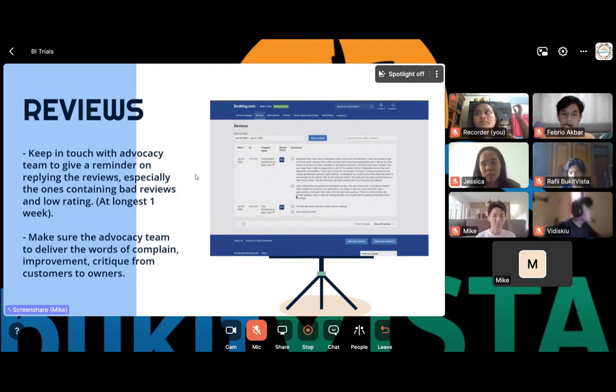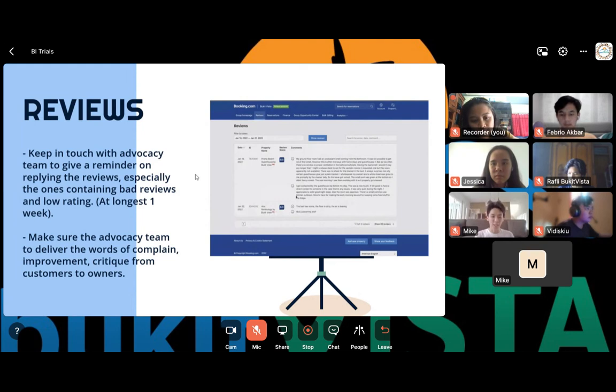Because if we respond to that, future customers who want to stay at those places could know that the host actually cares about the property, that they exist, and that they try to keep improving. And also make sure that the advocacy team delivers the words of complaint and every improvement critique from the customers to the owners.